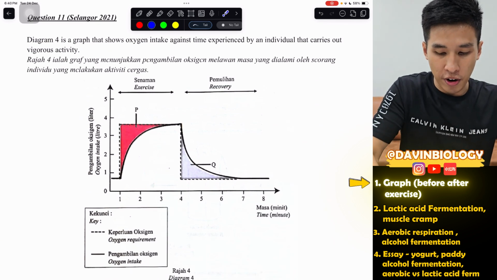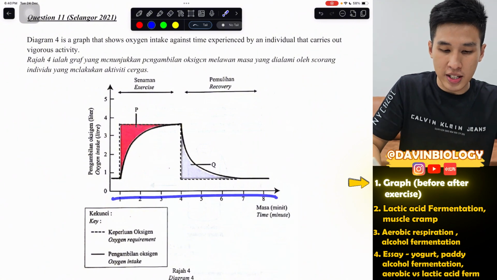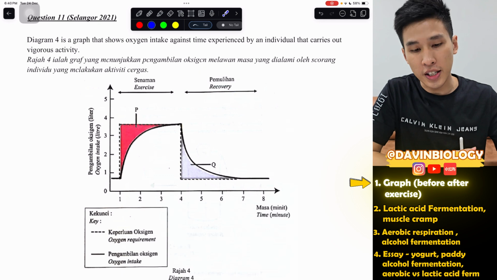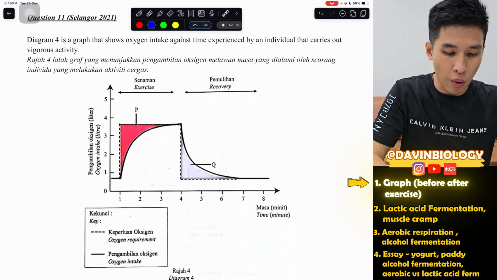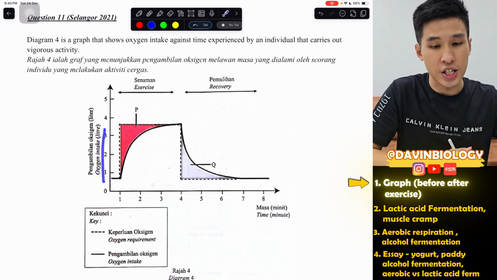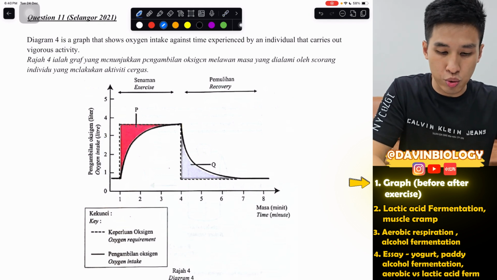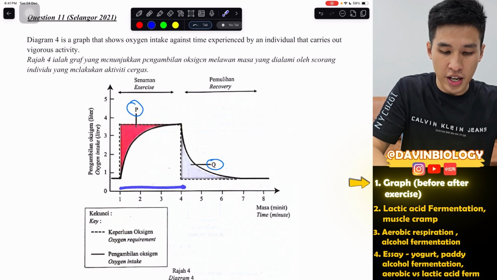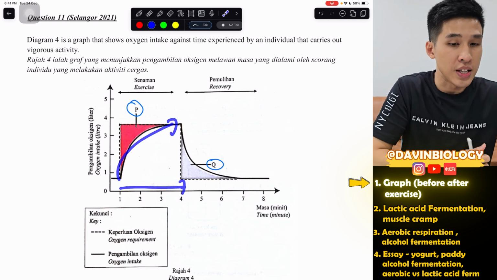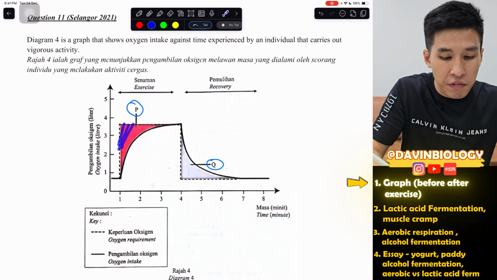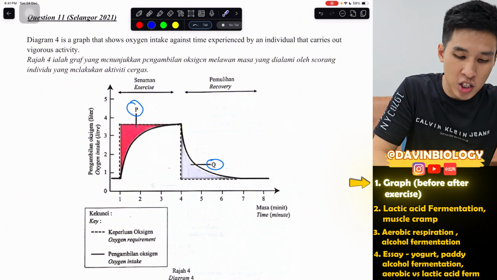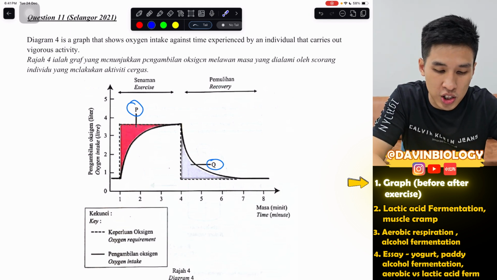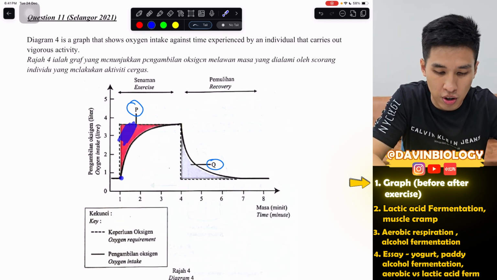Now, in this graph, the x-axis, remember, is the time of your exercise. So here is during exercise, here is after you finish your exercise, and the y-axis is your oxygen intake. They always like to ask you what these two regions represent. As you can see here, the longer we exercise, the more oxygen we intake, which makes sense. However, there's this region above the graph. So over here is the oxygen that you need during your exercise, which you can see the oxygen required is more than the oxygen intake.